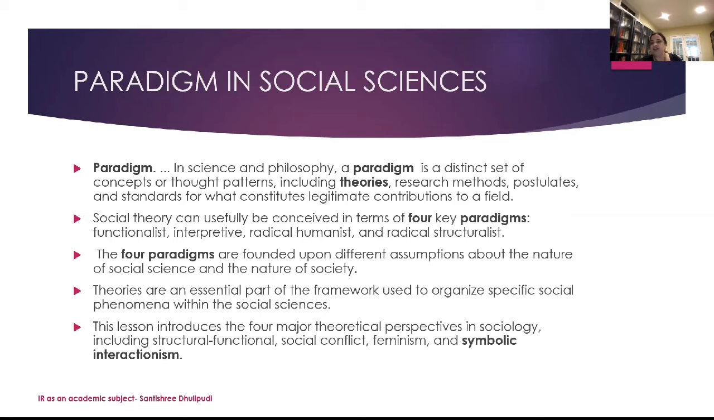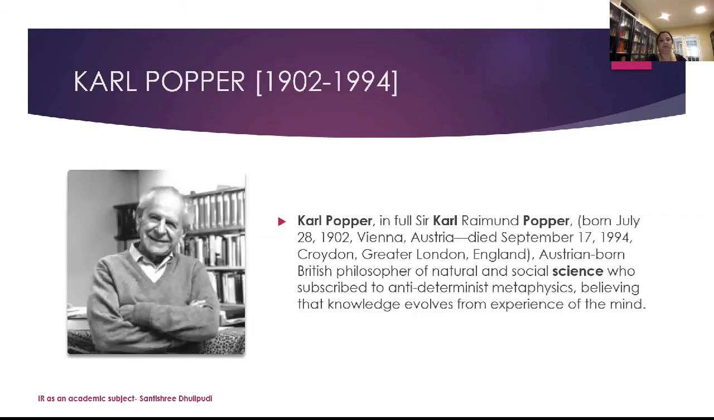Social theory can usefully be conceived in terms of four key paradigms: functionalist, interpretive, radical humanist, and radical structuralist. The four paradigms are founded upon different assumptions about the nature of social science and the nature of society. Theories are an essential part of the framework used to organize specific social phenomena within social sciences. This lesson introduces the four major theoretical perspectives in sociology, including structural, functional, social conflict, feminism, and social interactionism.